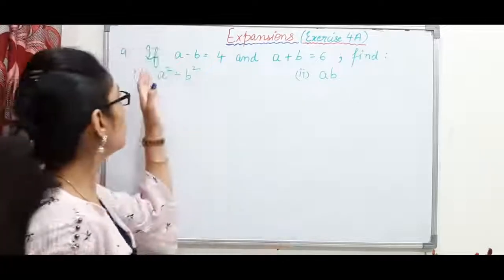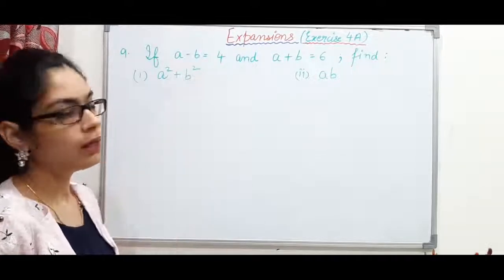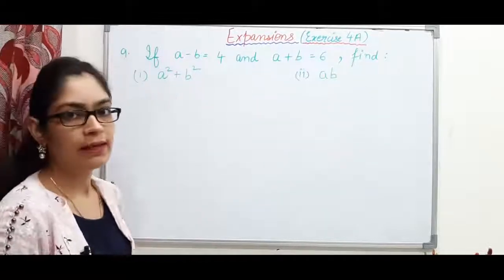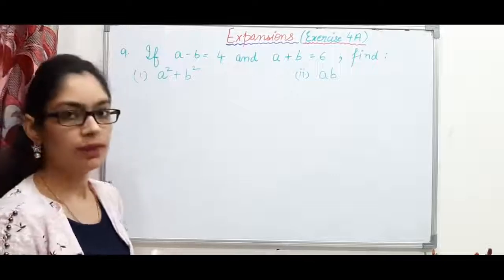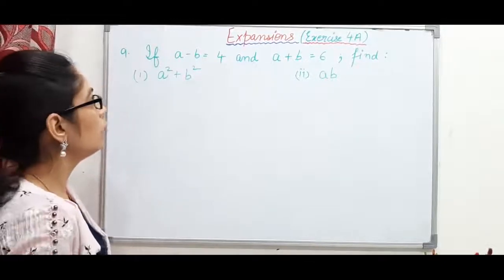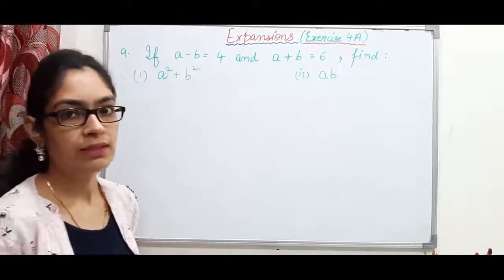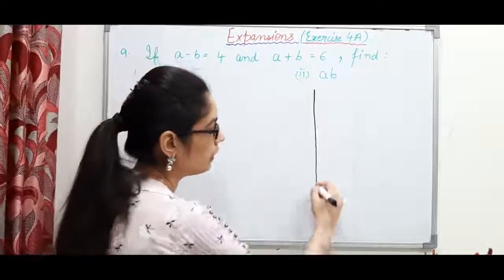In question number 9, it's given: if a plus b is equal to 4 and a minus b is equal to 6, find the value of a square plus b square and ab. So here two things are given to us: first is a minus b and a plus b. Both of these given things are suggesting that we have to use the formulas.